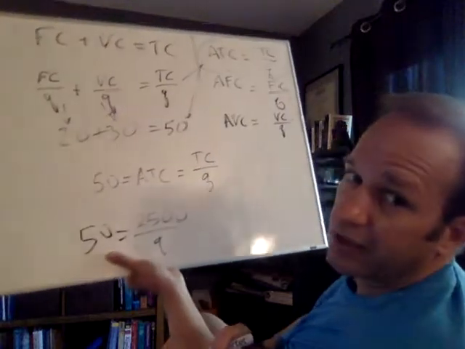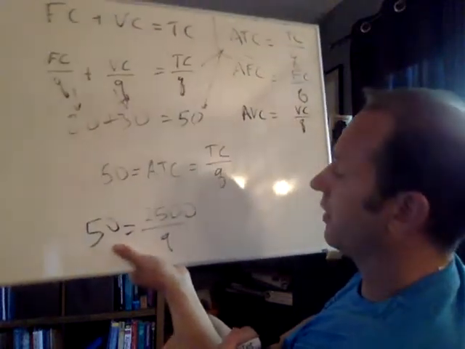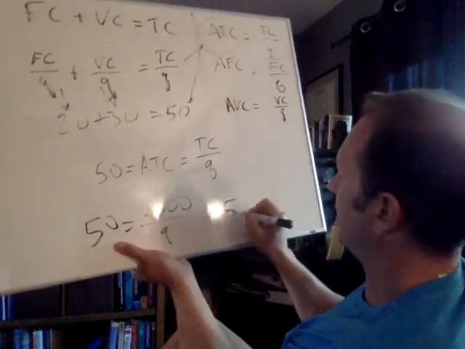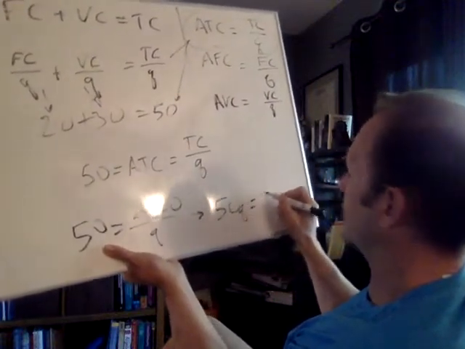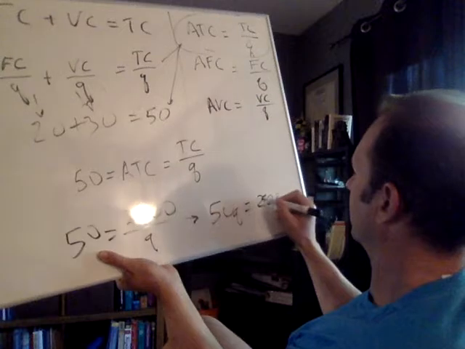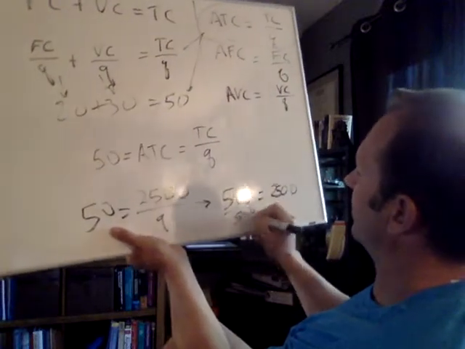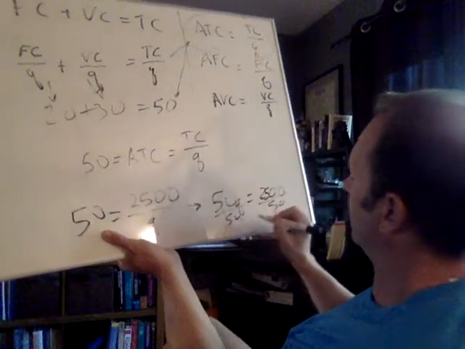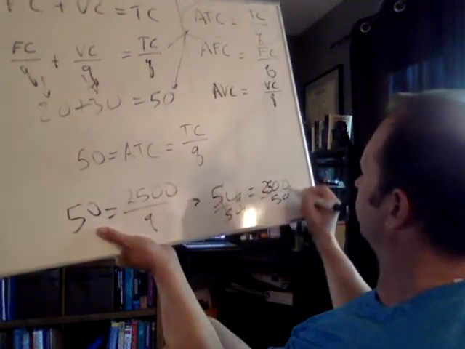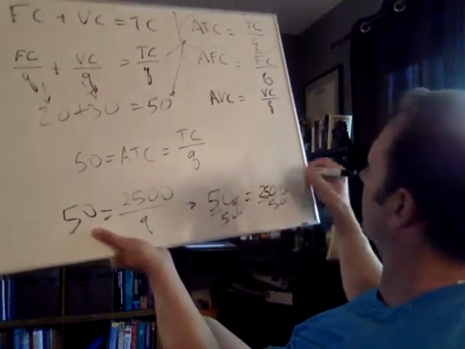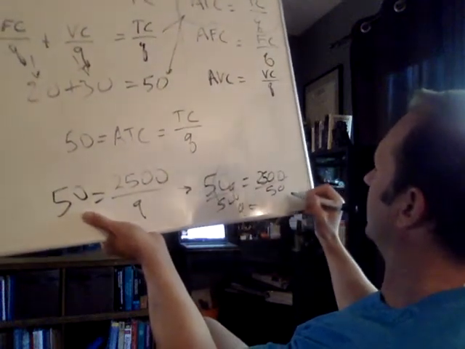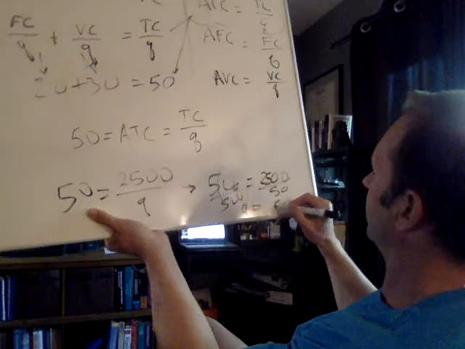And now I have two knowns and one unknown, so hopefully I'm home free. That means that 50Q is equal to $2,500. Divide both sides by the coefficient to get rid of it. 2,500 divided by 50, and Q is equal to, must be 50.